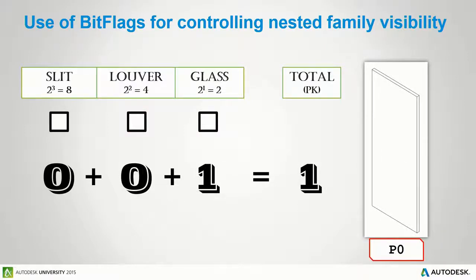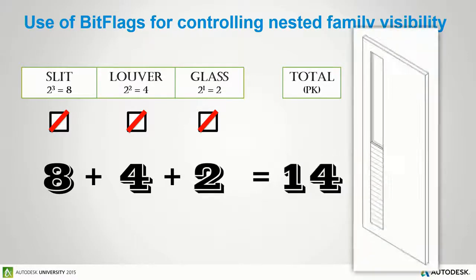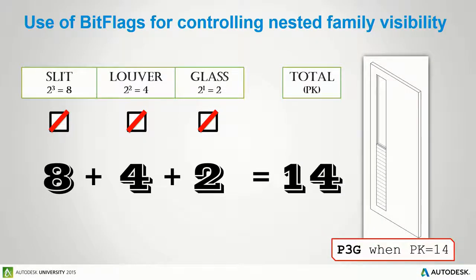And finally, say that we want to add all of them. So adding steel, louver, and glass to our panel, then our result will be 14, which will be the value of our panel here, P3G.